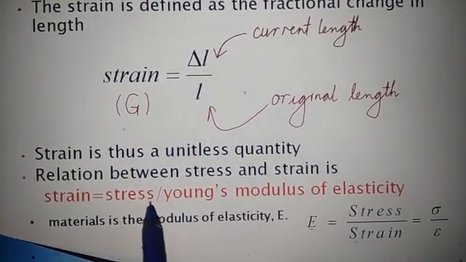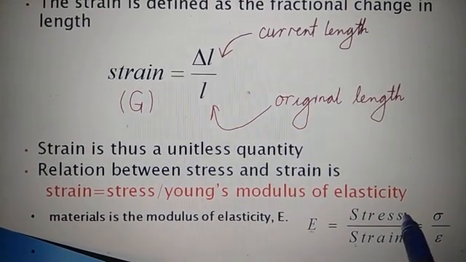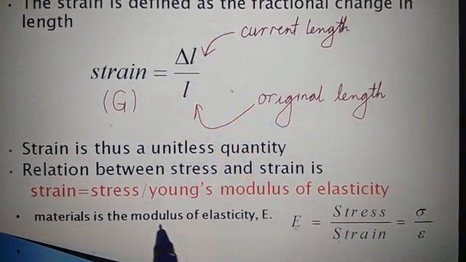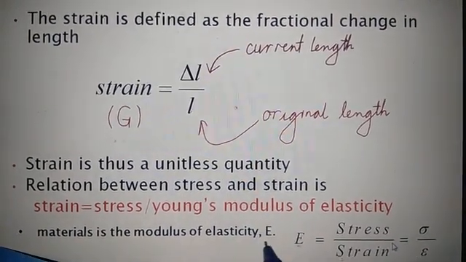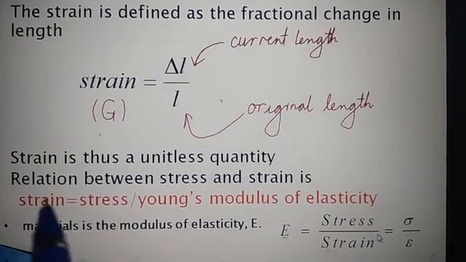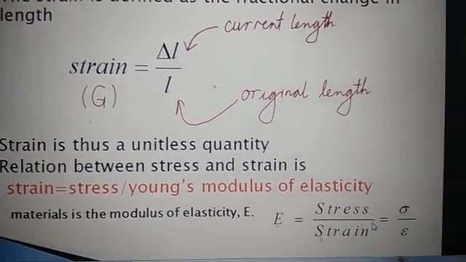The relation between stress and strain is: strain is equal to stress upon Young's modulus of elasticity. Every material has a modulus of elasticity E, and this E is given by stress upon strain, that is sigma upon epsilon. Just a minute, please. So this is about the strain.